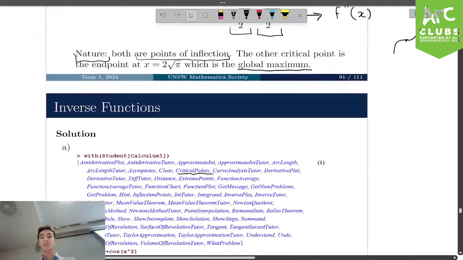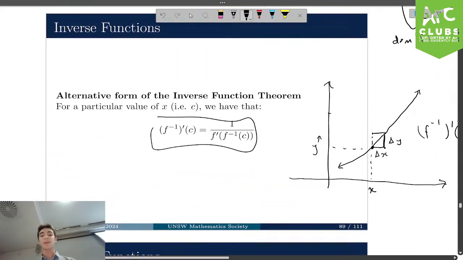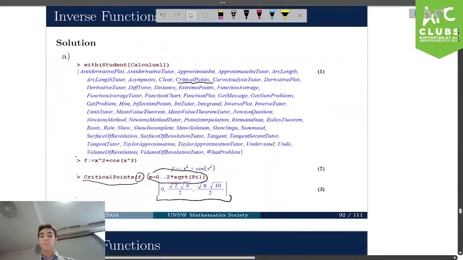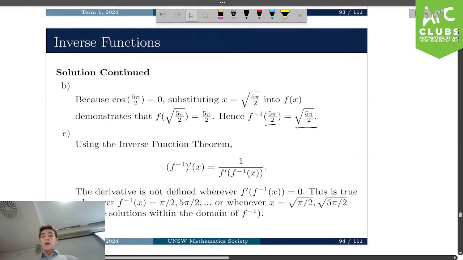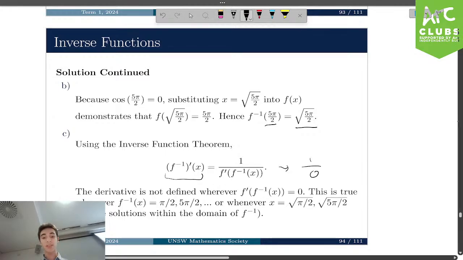All right, and the last part of the question: where is this inverse differentiable, okay? So this is where we're coming back to this identity about the derivative of the inverse. So let's have a look. Using the inverse function theorem, this is what it looks like. The derivative of our inverse is this fraction, and we're looking for points where it does not exist, where the derivative of this inverse is not defined. Obviously that'll happen when this takes on the form 1 over 0, so basically we're looking for points where this denominator is 0, okay?